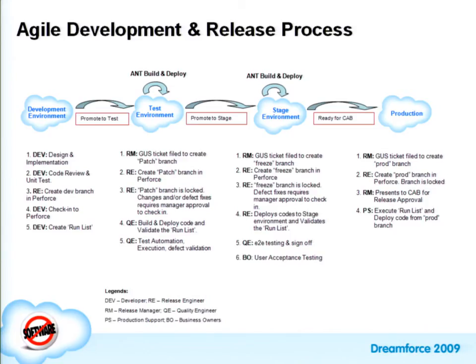This is a regular iterative process we follow through, with the exception of label level changes or small changes that can be done in production by the production support team by filing cases. Even those are tracked by support force tickets.